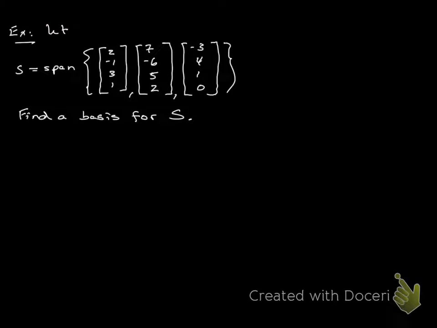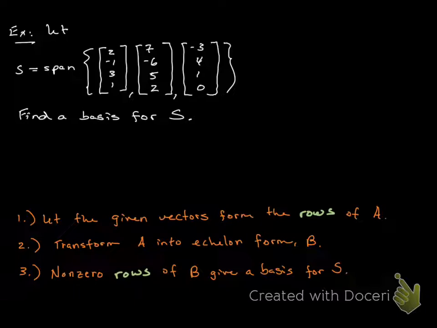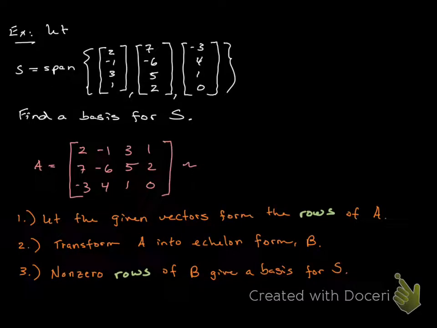Say I have S as the span of these three vectors, and I want to find a basis for this set. Okay, I want to find a basis. I'm going to use those three guidelines here. I want the given vectors to form the rows of A, so I write A where the vectors are the rows. Okay, so there's A. And then I transform A into echelon form. So I plug this into a calculator and find the reduced form. You could do RREF or just REF, the echelon form. I do echelon form here.